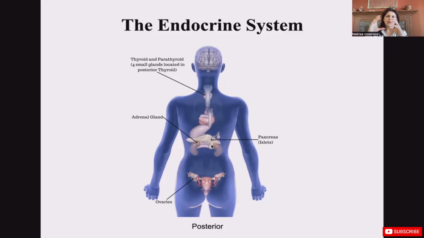Pancreas. In the pancreas, you have a group of cells. They're called islets of pancreas, or islets of Langerhans or pancreatic islets, those are endocrine in function. And endocrine in function means they are secreting into the bloodstream as opposed to exocrine, like skin, like sweat glands, which is releasing its content to the surface, not through the bloodstream. You have ovaries in female and testes in male. Those are also part of endocrine system.